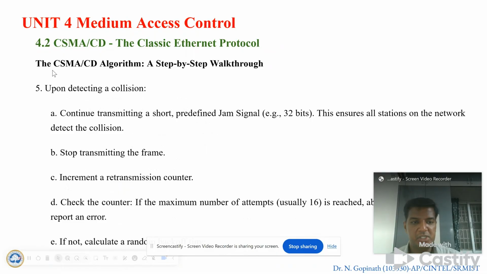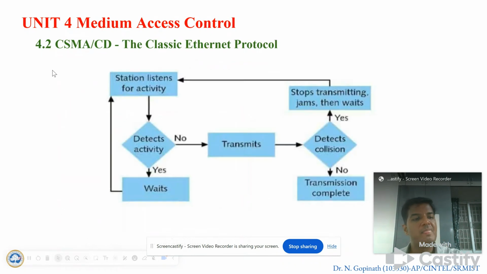Upon detecting a collision, continue transmitting a short predefined jam signal. This ensures all stations on the network detect the collision. Stop transmitting the frame. Increment a retransmission counter. Check the counter. If the maximum number of attempts is reached, report it as an error. If not, calculate the random time. So here is a flow diagram of how CSMA/CD will work.